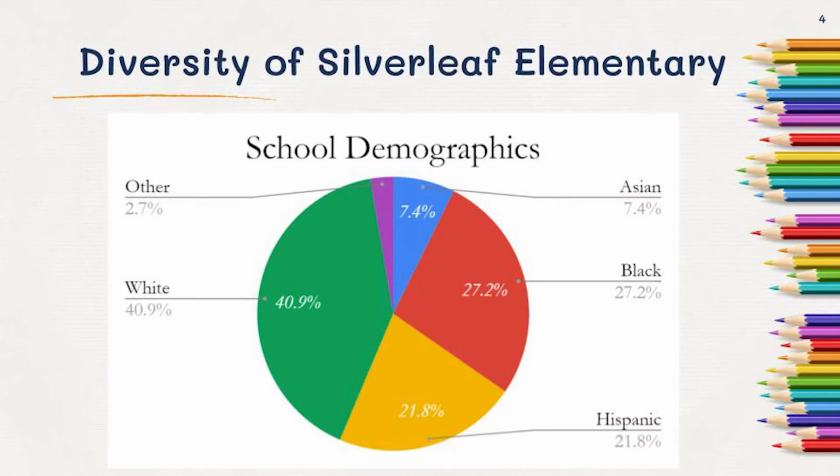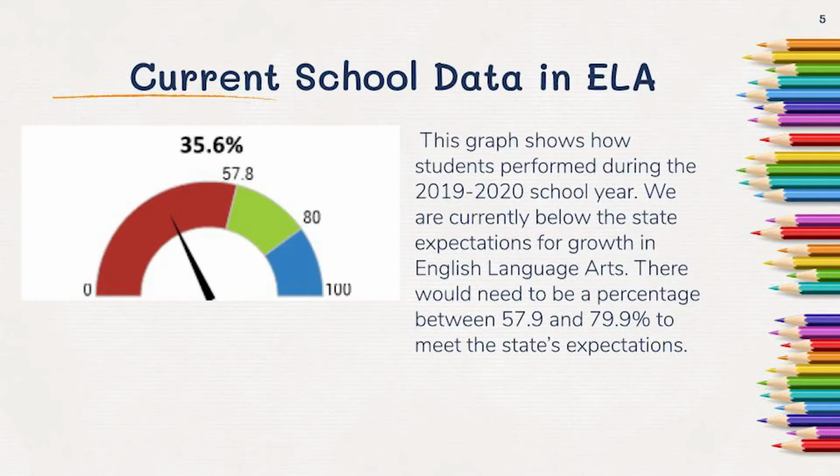Please take a look at the school demographics at Silverleaf Elementary. As you can see, there is a very diverse student population. Current school data in ELA. This graph shows how students performed during the 2019-2020 school year. We are currently below the state expectations for growth in English language arts. There would need to be a percentage between 57.9 and 79.9% to meet the state's expectations.